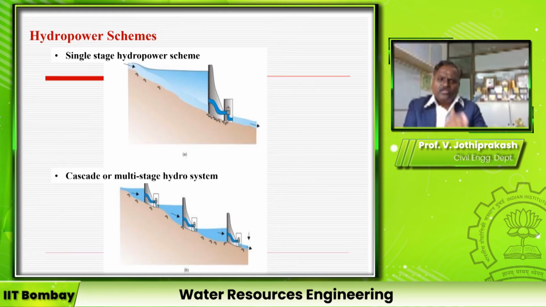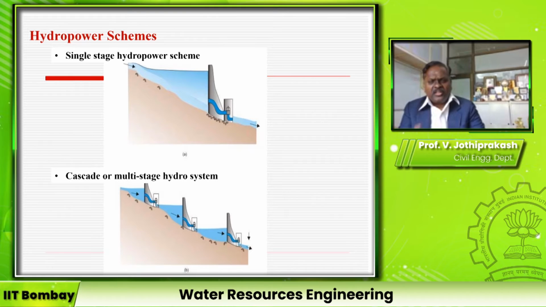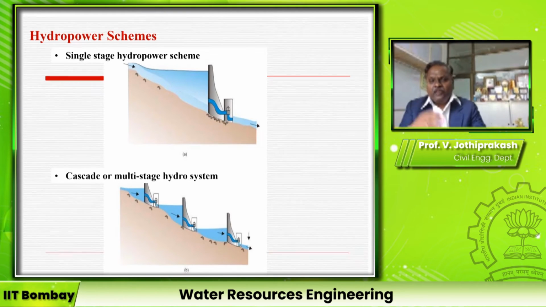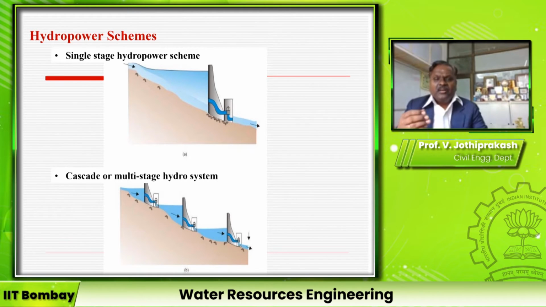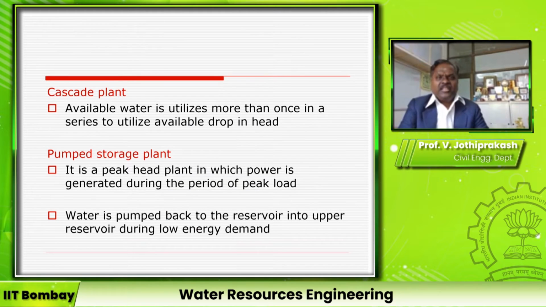That means you store water for a 30-meter height, generate the power, and let it go to the downstream side. Downstream side again you will have a hydroelectric power plant. That means the same water is used to generate hydroelectric power multiple times. Such a type of hydroelectric system is called a cascade or multi-stage hydropower system. So in this cascade plant, the available water is utilized more than once in series. Okay. Then the last category is the pumped storage plant.